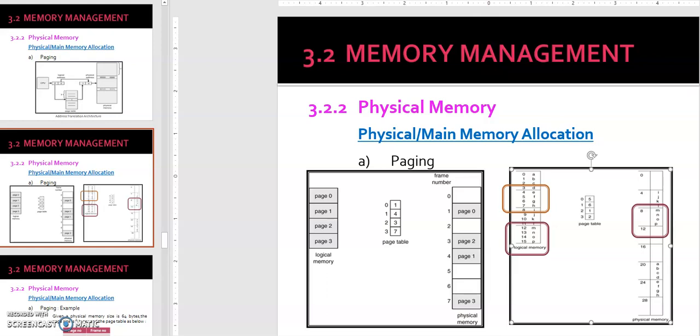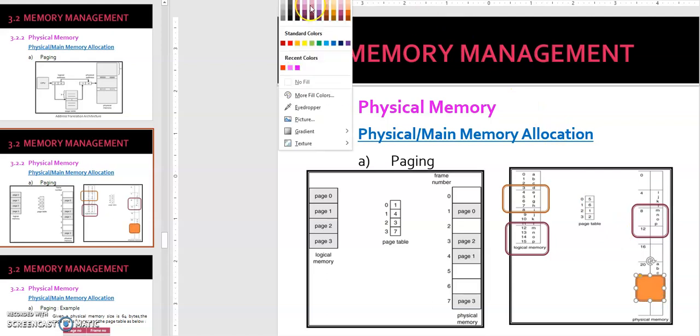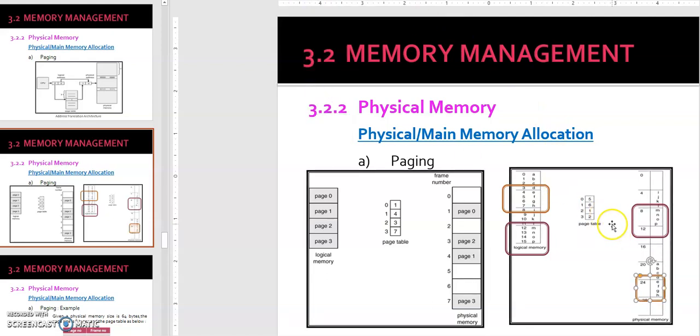So where is frame number 6? 1, 2, 3, 4, 5, 6. Here we go. This is frame number 6. Okay, this is frame 6. Okay, again, page 1. Page 0, page 1. So page 1, 4, 5, 6, 7. Okay, so page 1 is located inside frame number 6. Frame 0, frame 1, frame 2, frame 3, frame 4, 5, and 6. E, F, G, H. Okay?